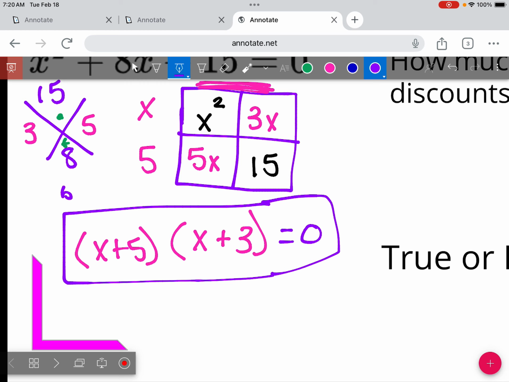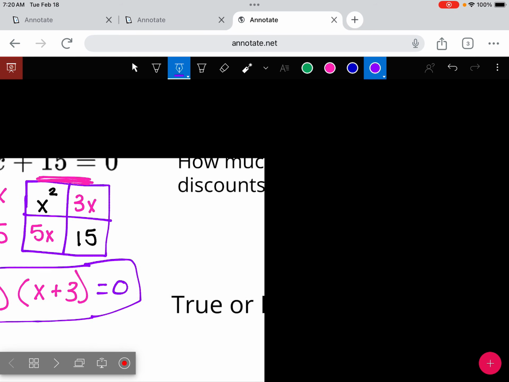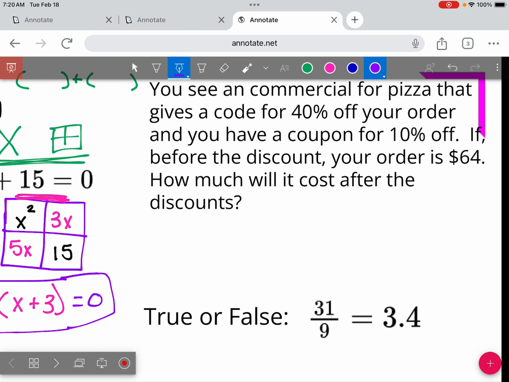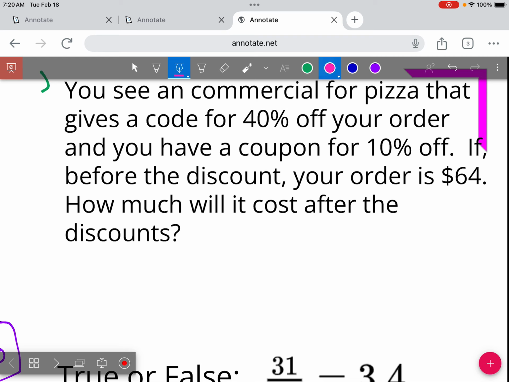The one on the top right, we've got kind of a whole story up here. But we've got a commercial for pizza that gives you a code for 40% off the order, and you have a coupon for 10% off. If your order is $64, we want to know what it would cost after the discount. So how do I figure out what my 40% off coupon and my 10% off coupon are going to do to my $64?